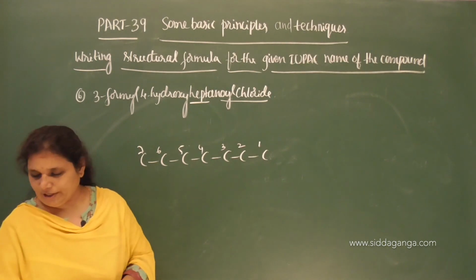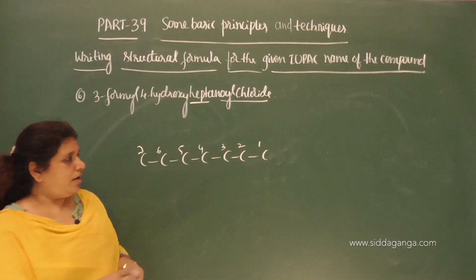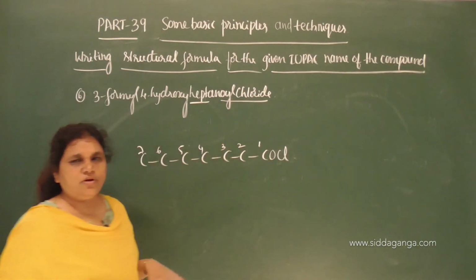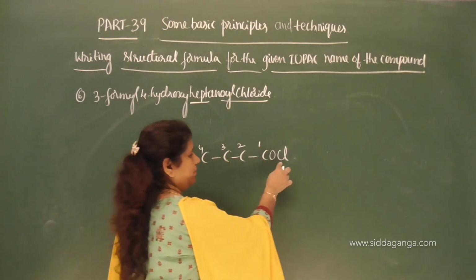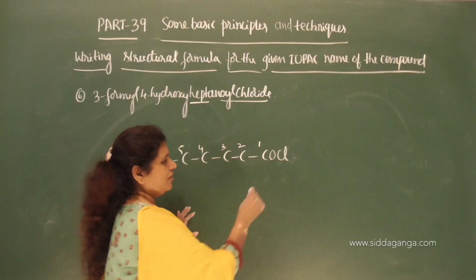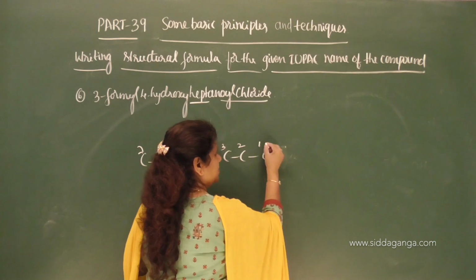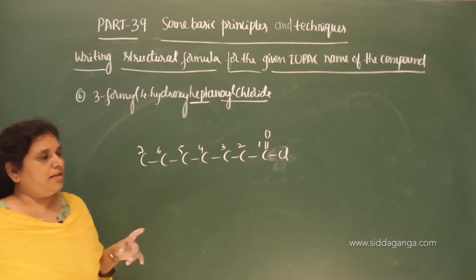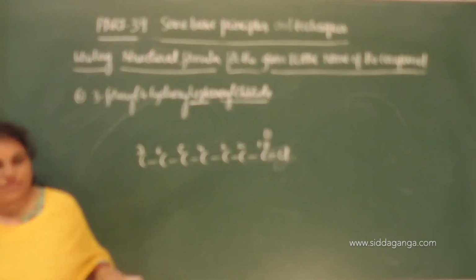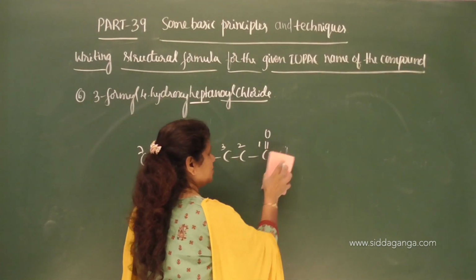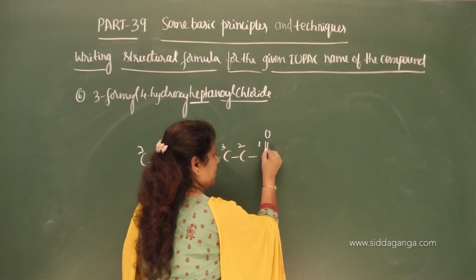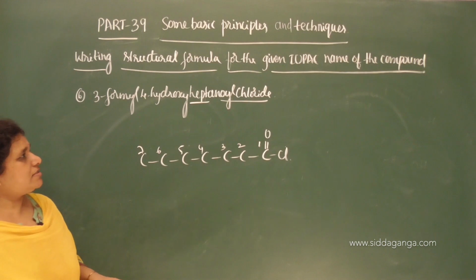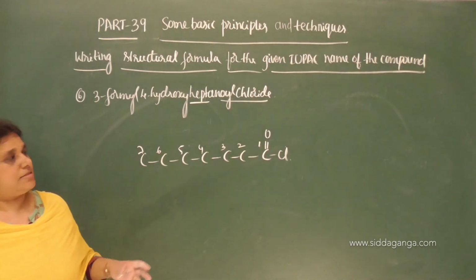So, you convert carbon 1 into acid chloride, COCl, that is C double bond O Cl. You can write the structure also as C double bond OCl. Okay, this is the acid chloride functional group, that is C double bond O Cl. Clear? Now, what are the prefixes?